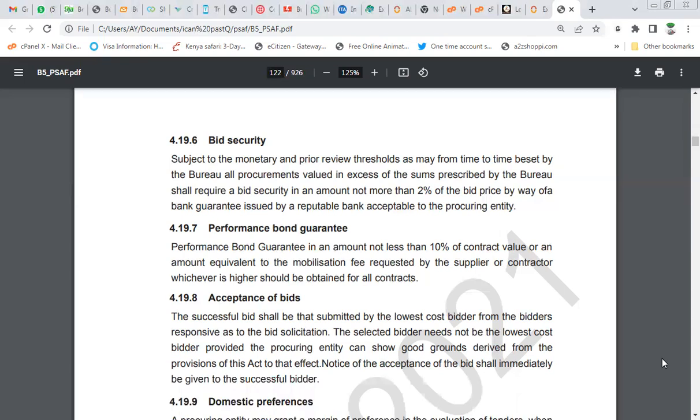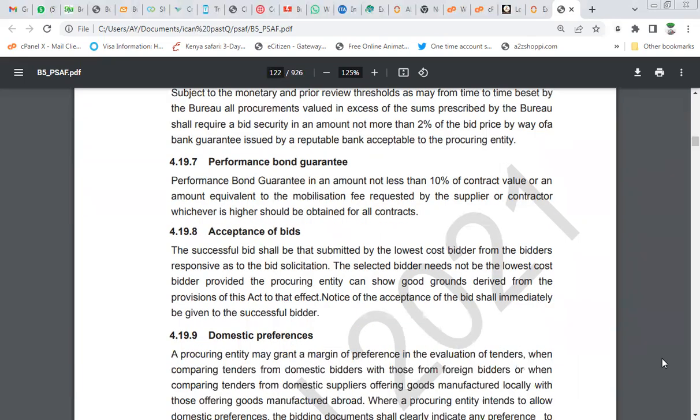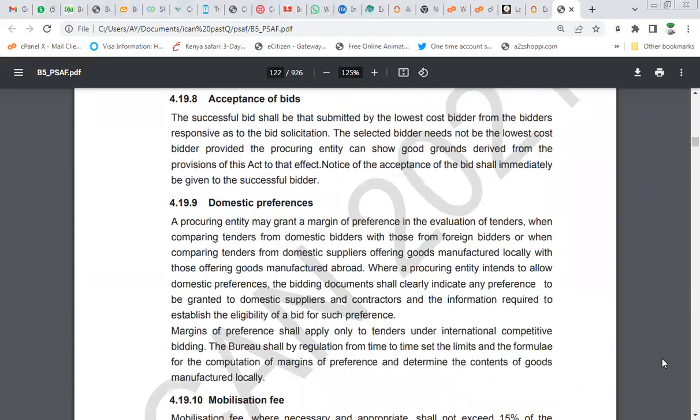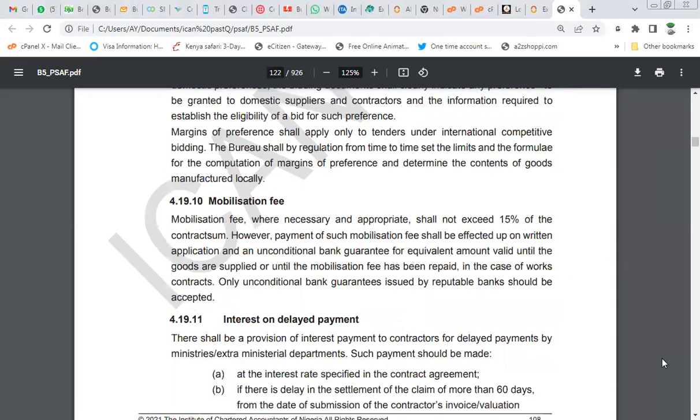Performance bond guarantee, read them. Performance bond guarantee in an amount not less than 10% of the contract value or an amount equivalent to the mobilization fee requested by the supplier or contractor, whichever is higher, should be obtained for all contracts. Acceptance of bid, domestic preference, mobilization fee. Yes, let me highlight the mobilization fee. Mobilization fee, where necessary and appropriate, shall not exceed 15% of the contract sum.